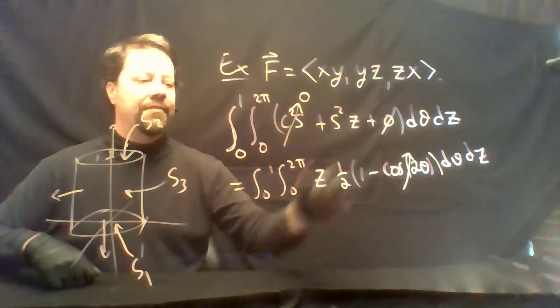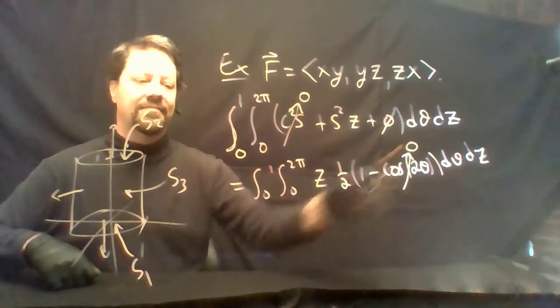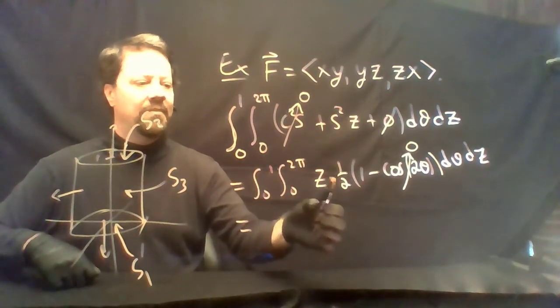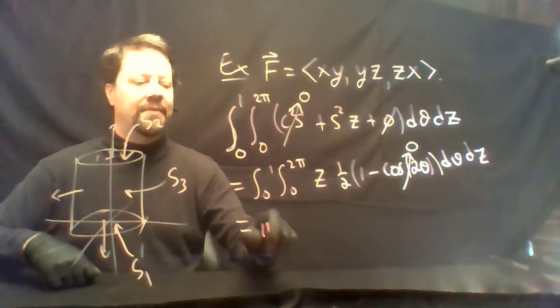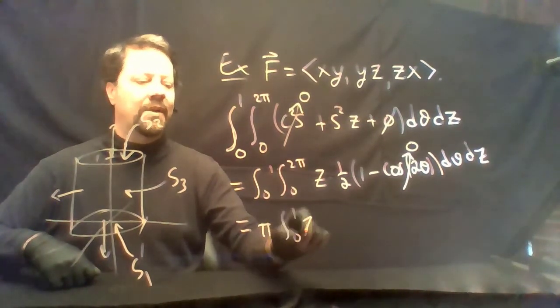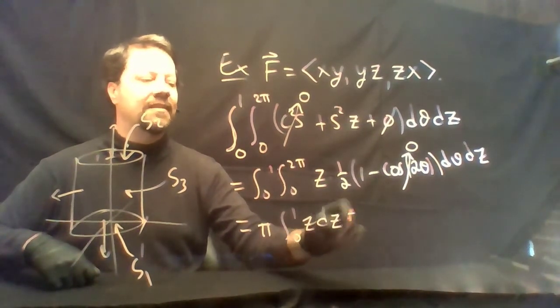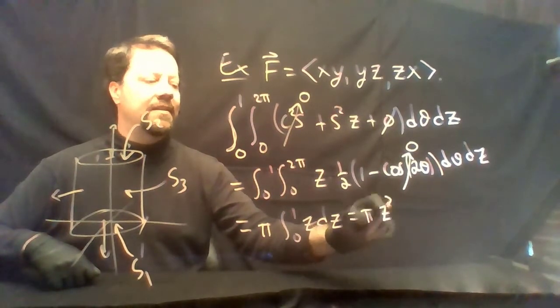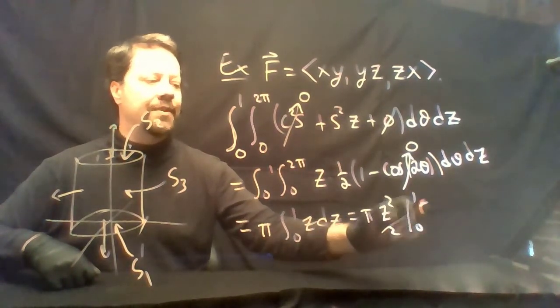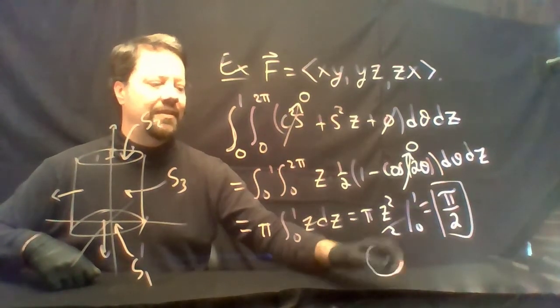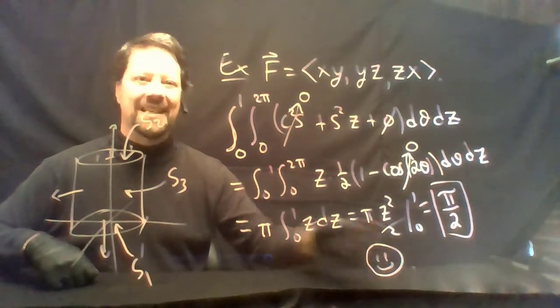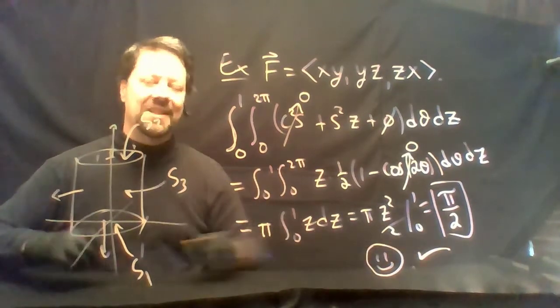Cosine 2 theta integrated from 0 to 2 pi gives you nothing. Multiplying 1/2 by 2 pi, we end up with pi times the integral from 0 to 1 of z dz. That's pi z squared over 2, evaluated from 0 to 1, and that gives us pi over 2. And that makes us very happy, because that was the same thing we had on the right-hand side.